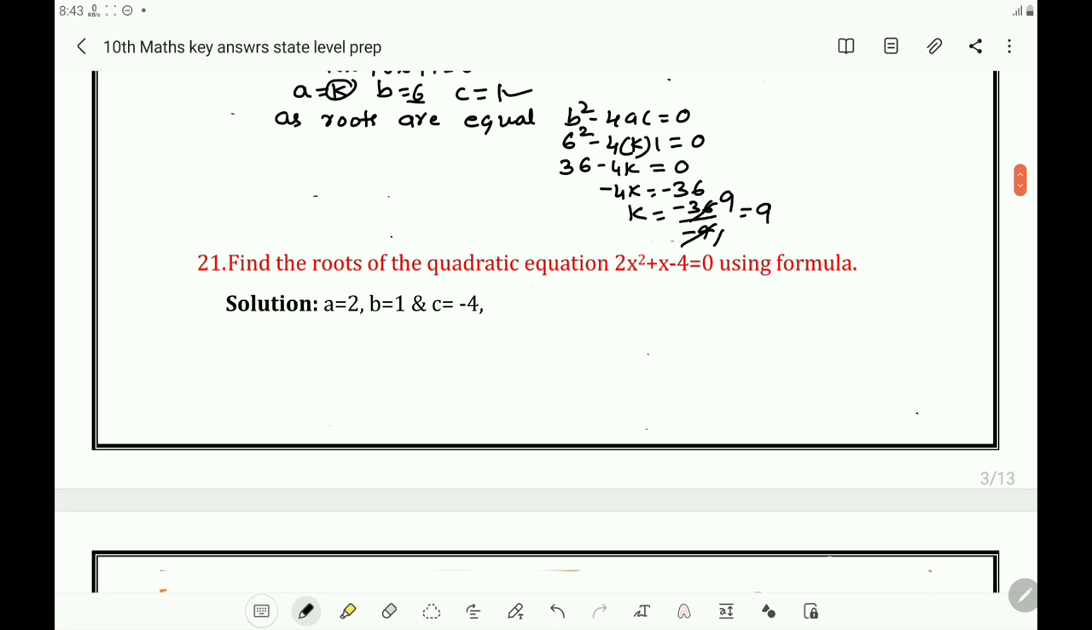Next, you take the question number 21. What is that question? Find the root of the quadratic equation 2x square plus x minus 4 equals 0 using formula. You know the quadratic equation and quadratic formula. Here, before writing the formula, write the values of a, b and c. Here a is the coefficient of x square, 2, right? Next b is the coefficient of x, here plus x is there, that is nothing but 2x square plus 1x minus 4 equals 0, so the value of b is 1. Even though there is no number, you can consider it is 1.